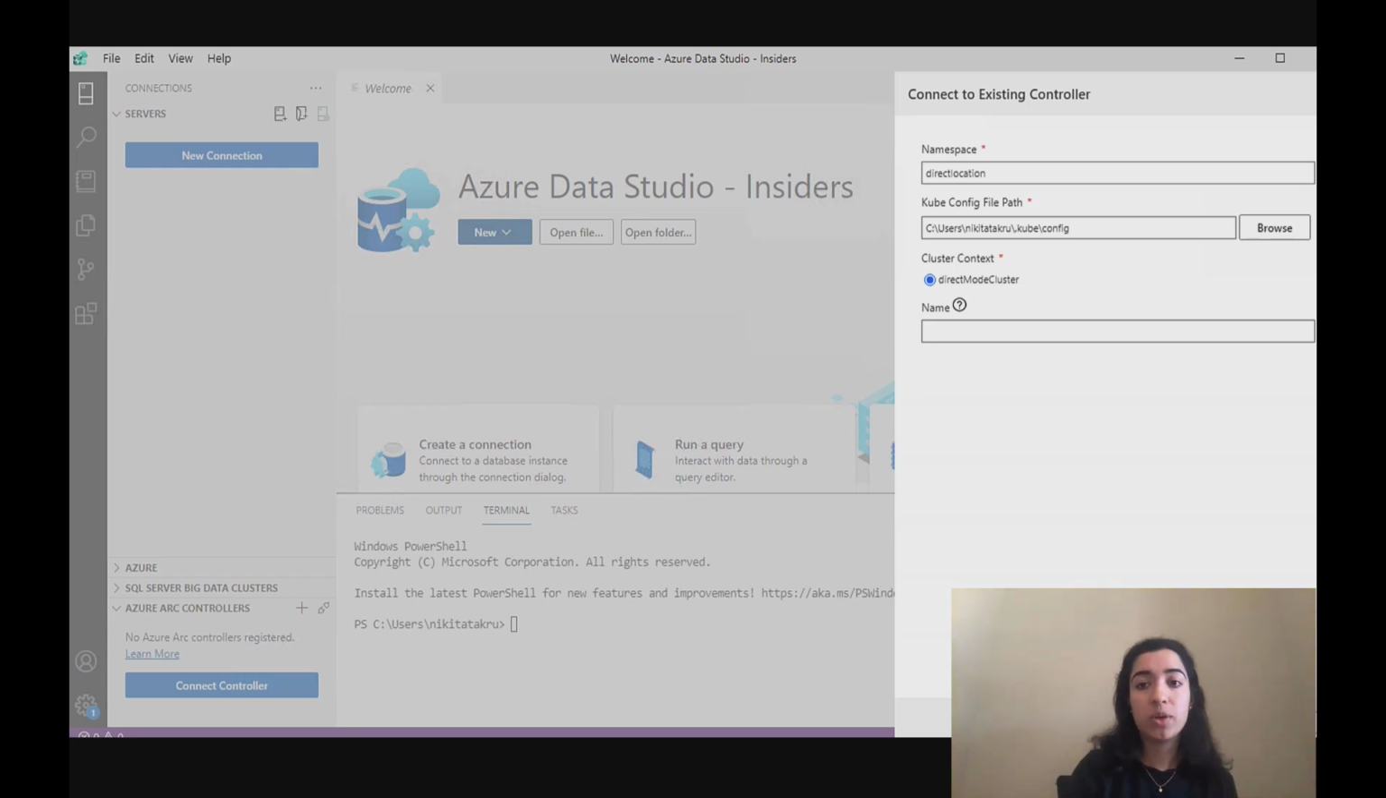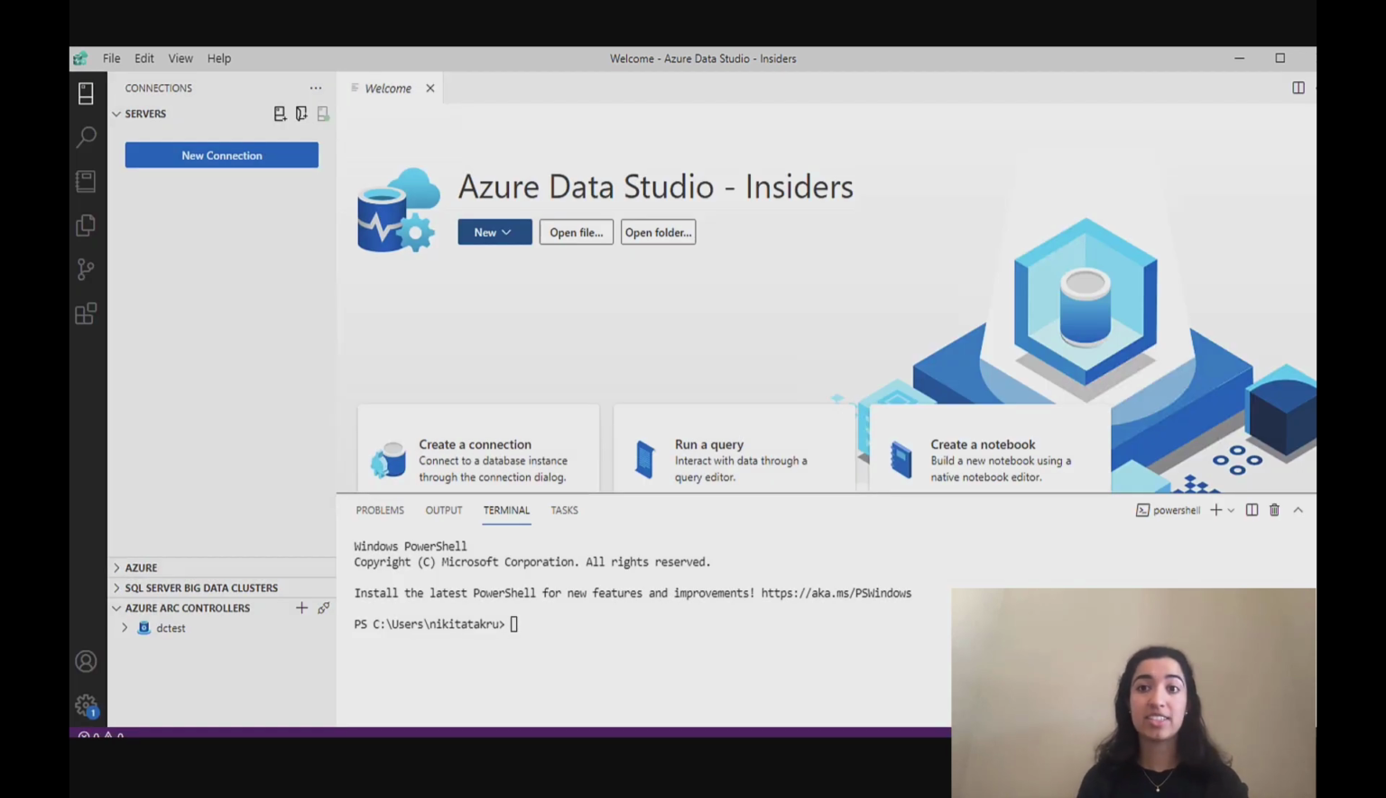And once you do so, you can actually hit connect. And what Azure Data Studio will do is it will find all of that information based on the parameters you gave, like the namespace, the kubeconfig file, and your cluster, and it's actually going to connect to that data controller. So now you can see that our data controller popped up here.